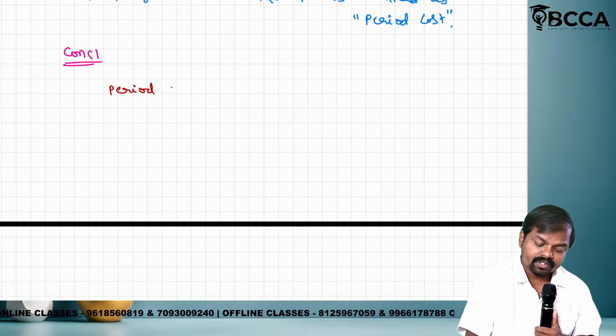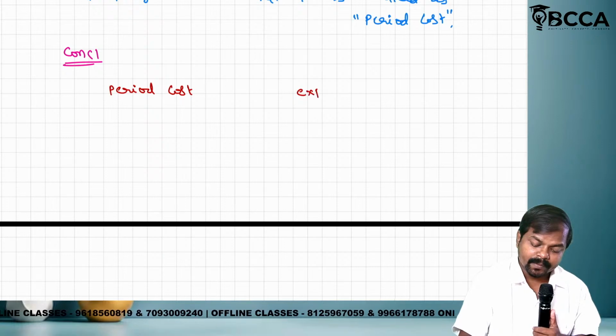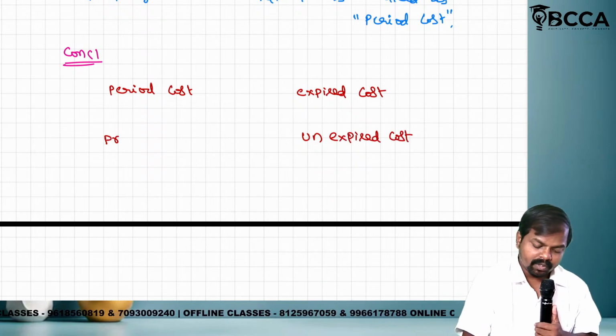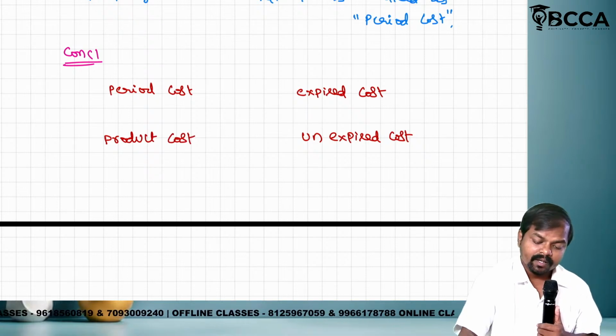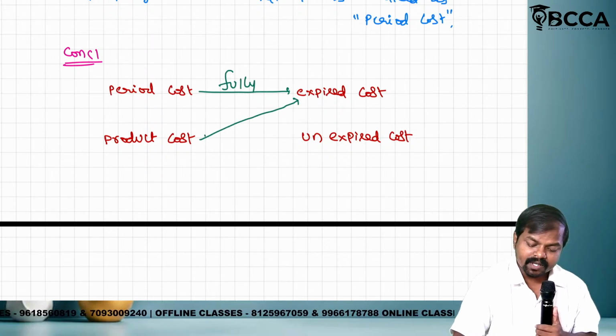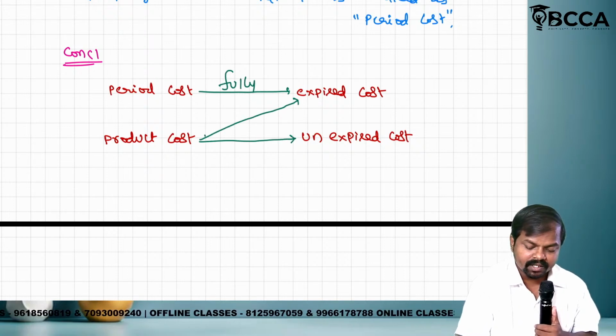Period cost. Expired cost, we discussed, na? Next, unexpired cost. Product cost. Correct, my dear friends? Period cost is fully expired. Product cost: some portion expired, some portion unexpired.